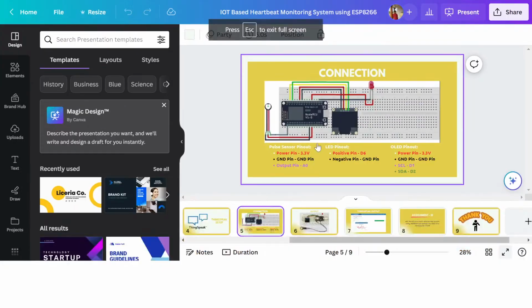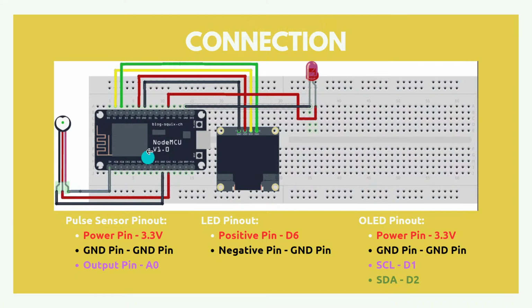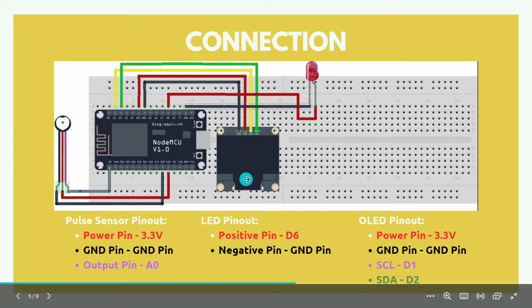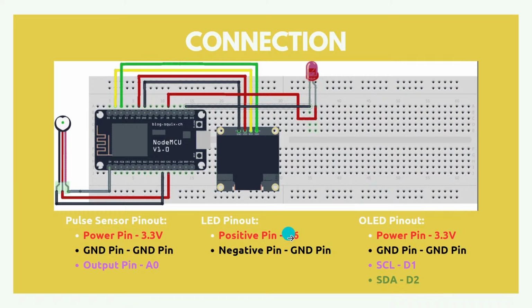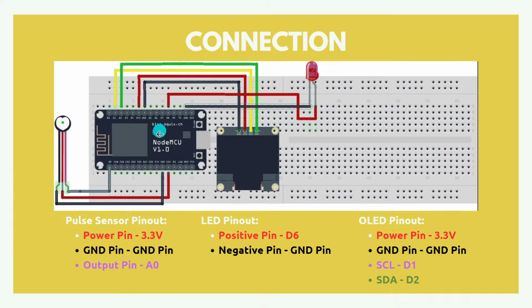So this is the connection actually. This is your OLED display, this is your LED, and this is your ESP8266 module, and this is your pulse sensor. So the power pin has to be connected with the 3.3 volt of your ESP8266. Similarly your ground pin, and your output pin, which is A0 pin, has to be connected with output pin A0 of the ESP8266. And coming to LED, here D6, actually we have taken D8, right? So D8, and the negative pin has to be connected with ground of your ESP8266.